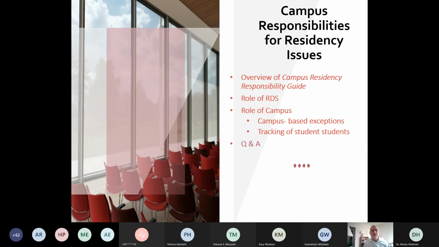So what I want to talk about is the new campus residency responsibility guide. One of the things I want to distinguish is this may be very helpful of what's the role of RDS versus the campus and why RDS sometimes handles certain exceptions but not others. The campus also has some role in not only those campus-based exceptions, but tracking a few students. And I want to give plenty of time to handle questions and answers.